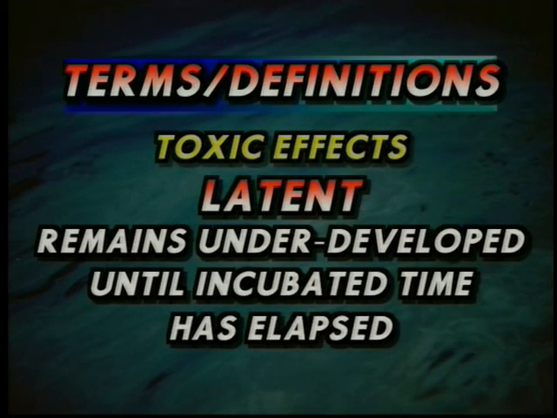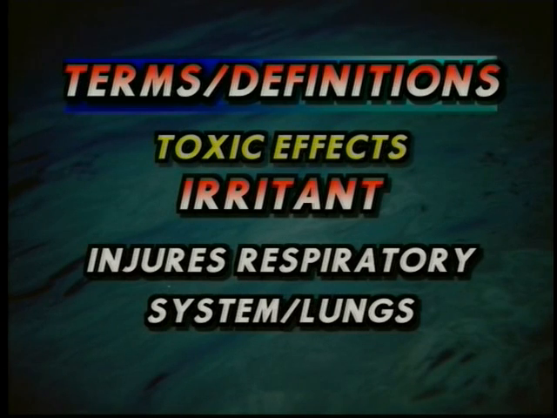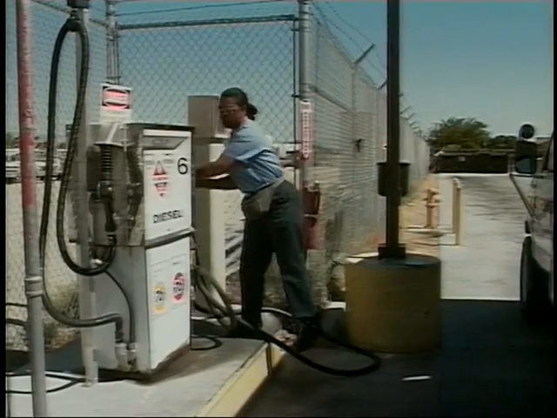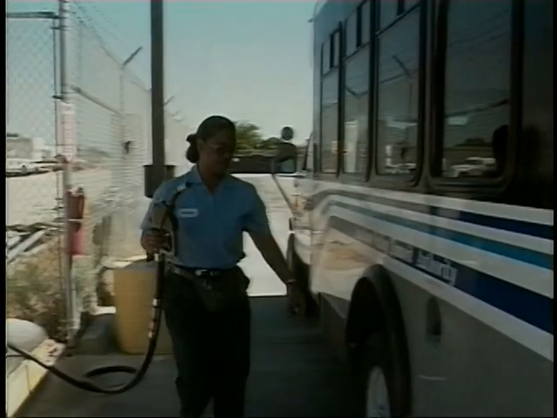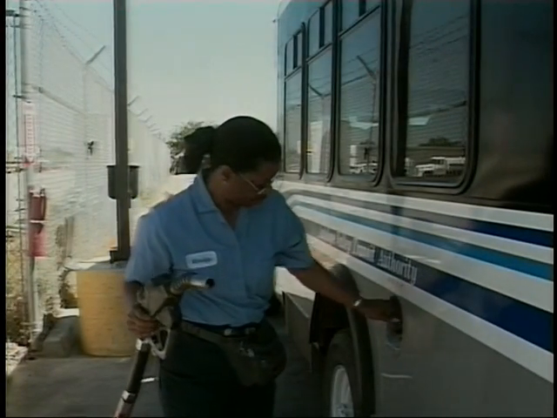A latent effect is an injury or disease that remains underdeveloped until an incubation period has elapsed. The period of time could be hours, days, months, or years. An irritant effect is a chemical substance that injures the tissues of the respiratory system and lungs, thereby causing inflammation of the respiratory passage. Basically, it becomes an irritation and does not necessarily mean an injury or permanent disease.